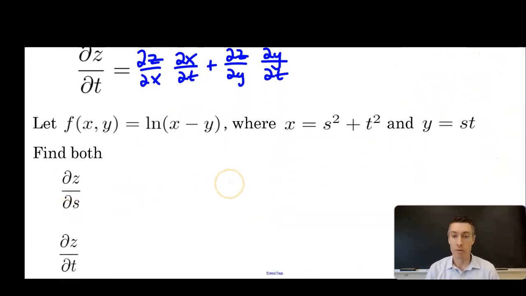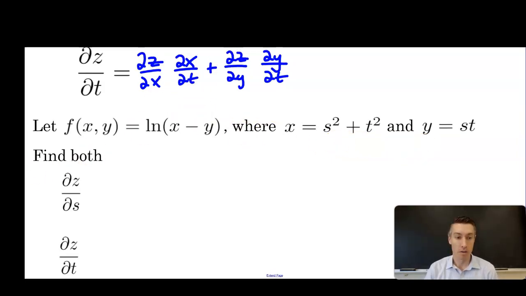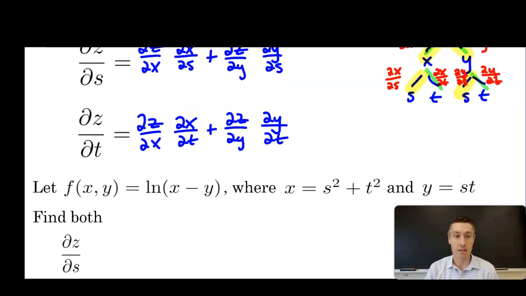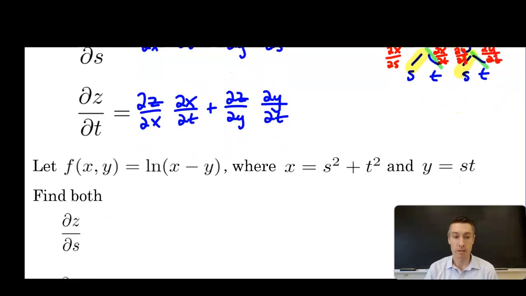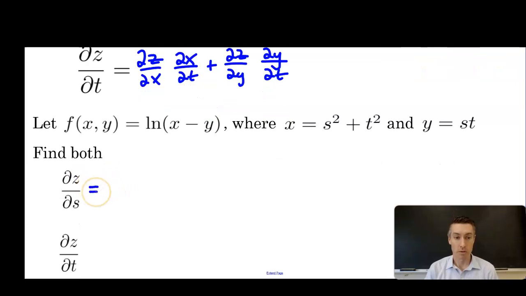Okay, so now let's run through our example here. The function is z equals the natural log of x minus y. x equals s squared plus t squared, y equals st. We already have our expressions for the partial of z with respect to s and with respect to t right above us, so we'll just use those. We're going to first differentiate the function. So really this is z, just to make sure. This is z.